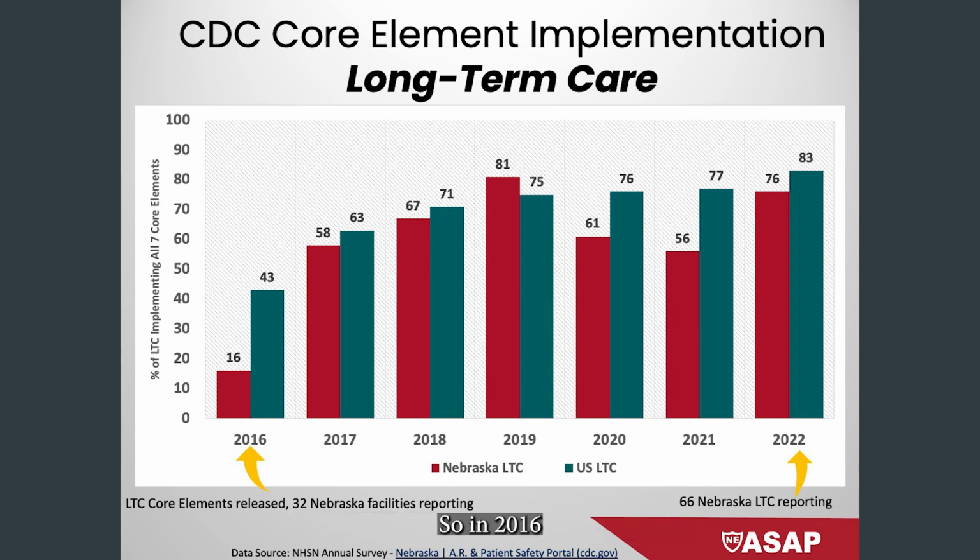core elements. So in 2016, you can see only 1 in 5 of our nursing homes were able to meet all 7 core elements. In 2017, CMS made it a mandate to implement an antibiotic stewardship program in your nursing home. So we saw a huge jump of people starting to work more on antibiotic stewardship. And it continued to increase over the years.